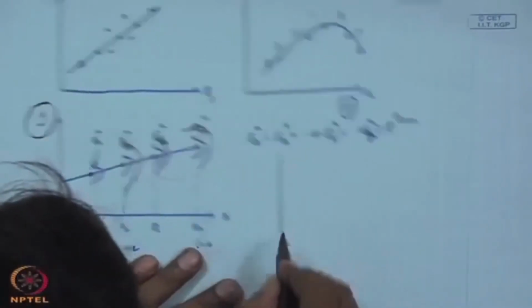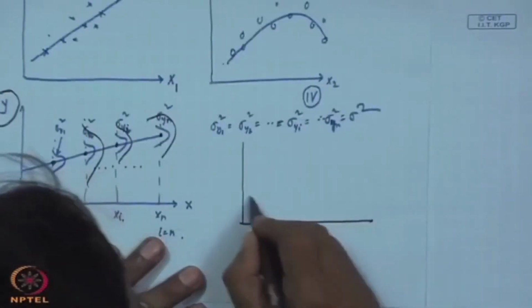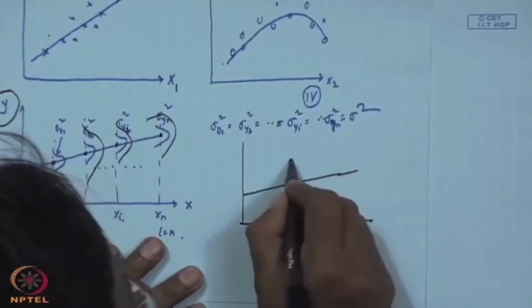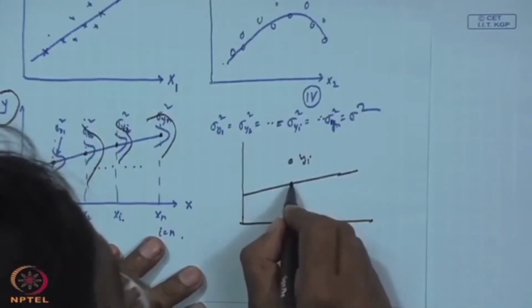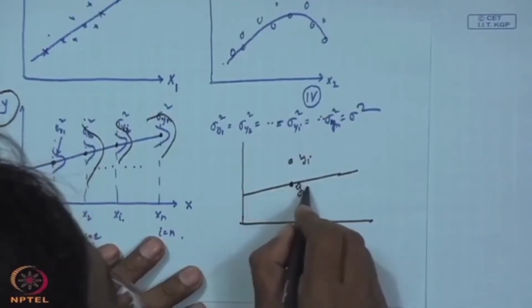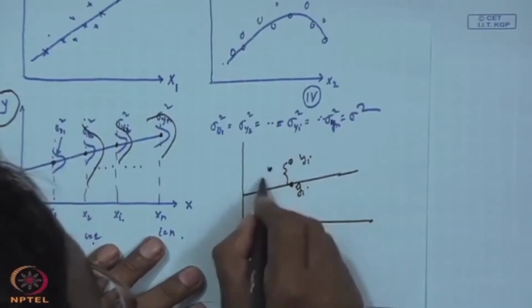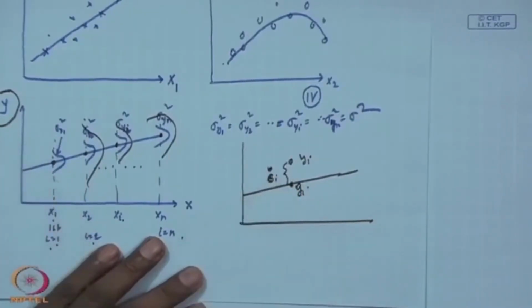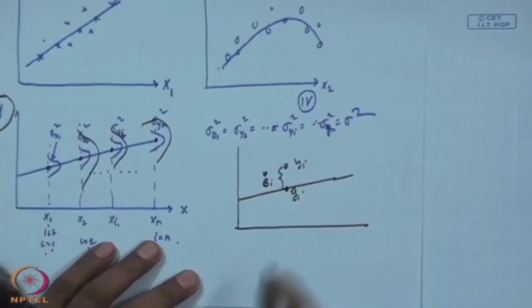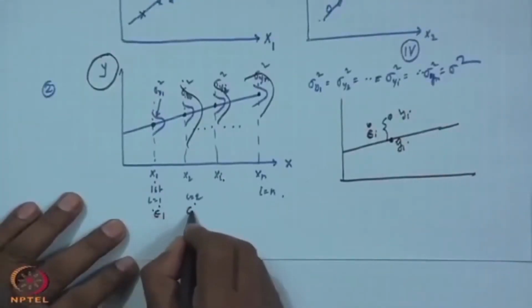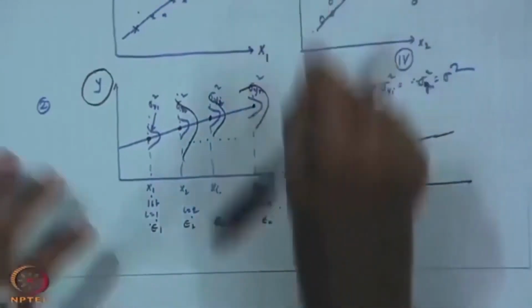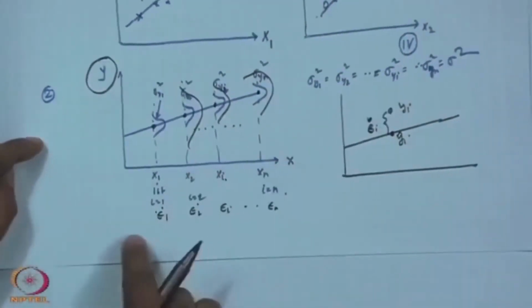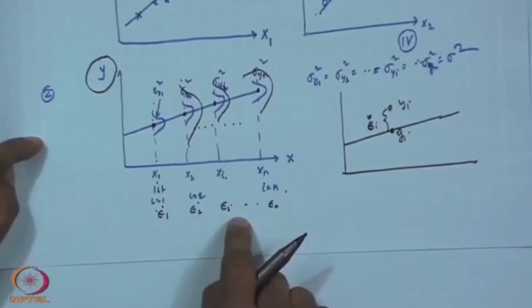Suppose your case is like this: your original value is here, y i, and based on this equation you are saying this is y i cap. So, this portion is my error portion, this is the error. Similarly, everywhere you will be getting errors: epsilon 1, epsilon 2, epsilon i, epsilon n. Uncorrelated error terms, because each error is random now.